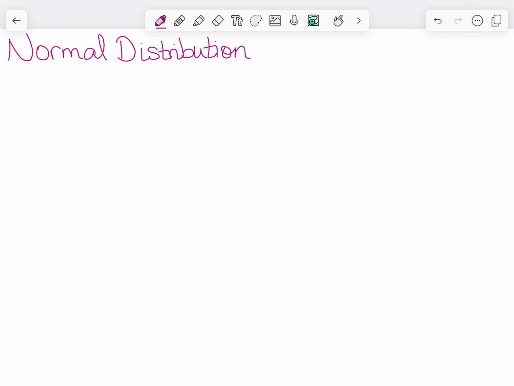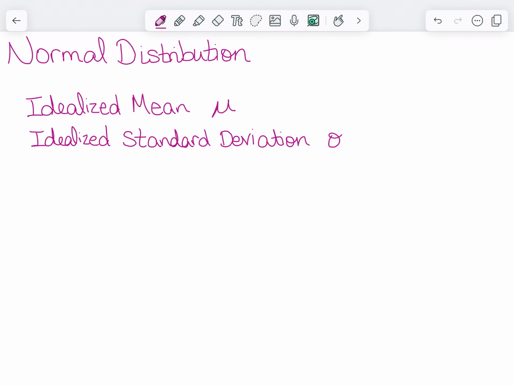The most commonly used density curve we have is the normal distribution curve. And the normal distribution curve is completely defined by two numbers: the idealized mean, which is given by mu, and the idealized standard deviation, which is denoted by sigma. This curve is symmetric, it has a single peak, and it is bell-shaped. The mean, mu, determines where the curve lies along the x-axis, and the standard deviation, sigma, determines its height.